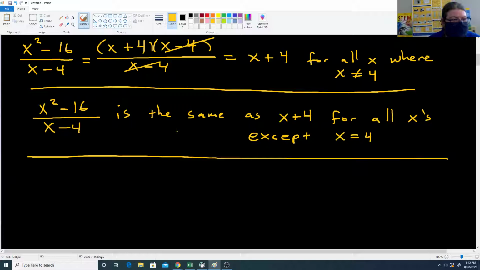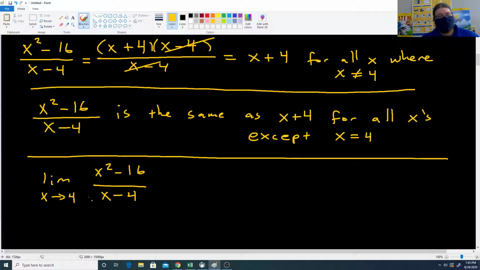So if we look at the limit as x approaches 4 of x squared minus 16 over x minus 4, and think about approaching from the right, we'd be using numbers like 4.0001, 4.000001. Those are very close to 4, but they're not 4 itself, so this will be the same as just x plus 4. And if we approach from the left, we're looking at numbers like 3.999, 3.99999. Again, those are very close to 4, but since they're not 4, this is the same as that.